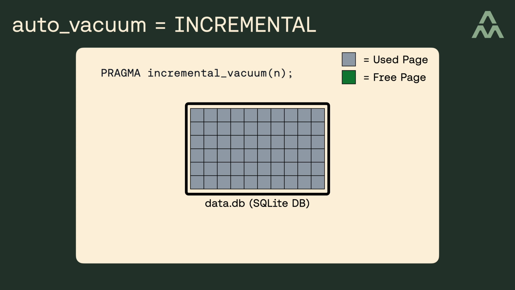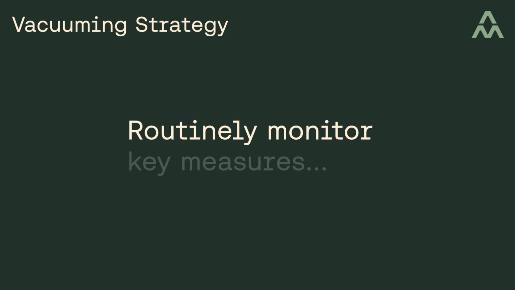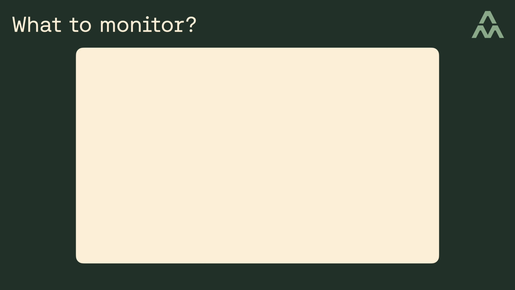So now you've got a sense of how to vacuum and auto-vacuum, but the question you're left with is, what vacuuming strategy should you use? Well, the first thing I'd suggest is to start routinely monitoring certain key measures. So what should you monitor? Well, a couple of valuable things to measure are the page free list count, which you can access with this command, which gives you the number of free pages in the database. The next thing you should measure is the total page count, which you can access with this command.